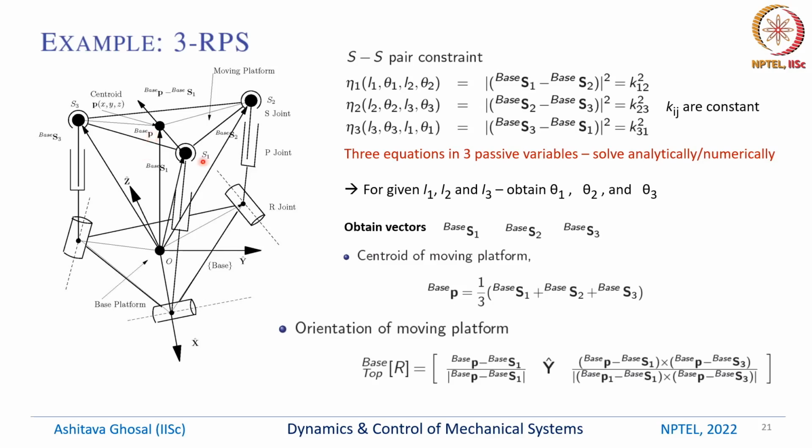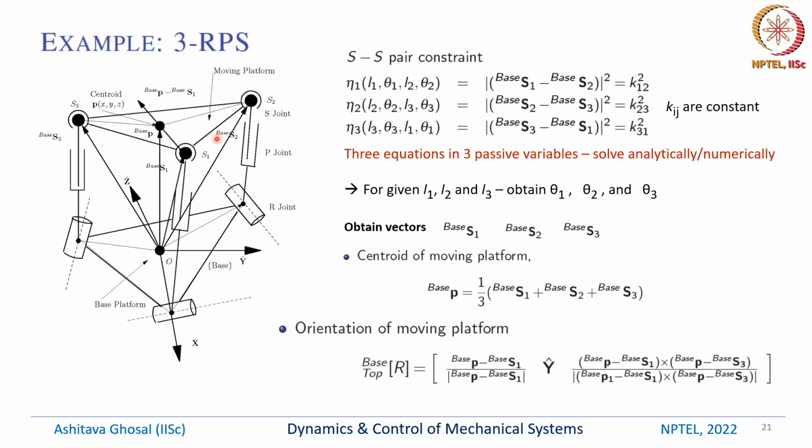We know P because from the previous step we know what this vector is. We also know base S1, so this is this direction. We can also find, similarly, P to S3. So we can find this vector, a direction from S3 to P. So we have 2 vectors in a plane.